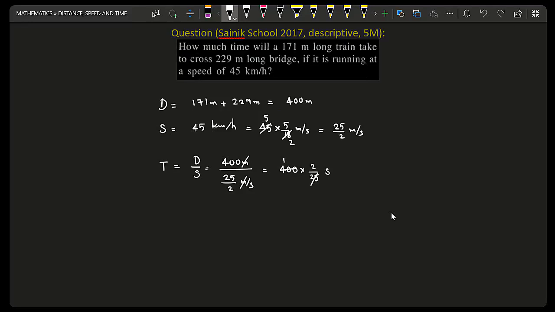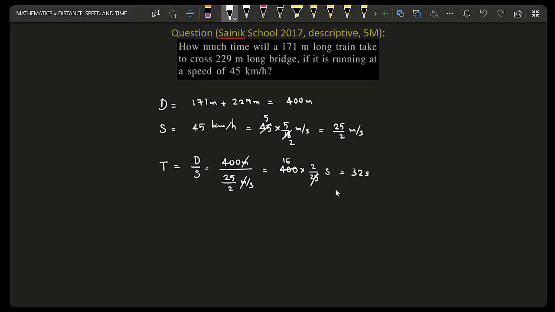It's simple, no need for pen and paper. 150, you can split, no? In 100, how many 25s are there? Four. In 50, how many 25s are there? Two. Add them: 4 plus 2 is 6. That's it, 25 sixes are 150. Now 16 into 2 is 32. So 32 seconds.